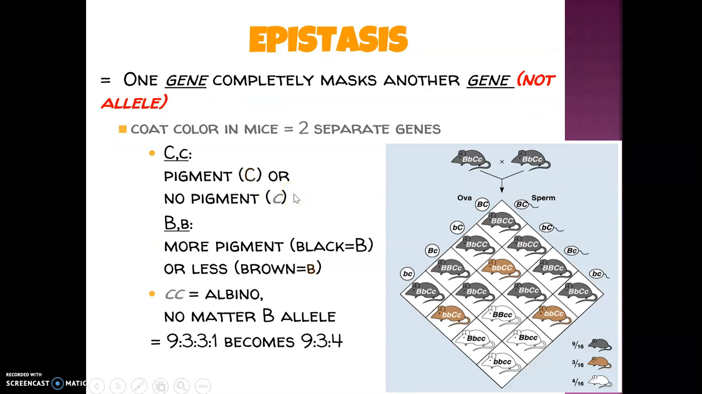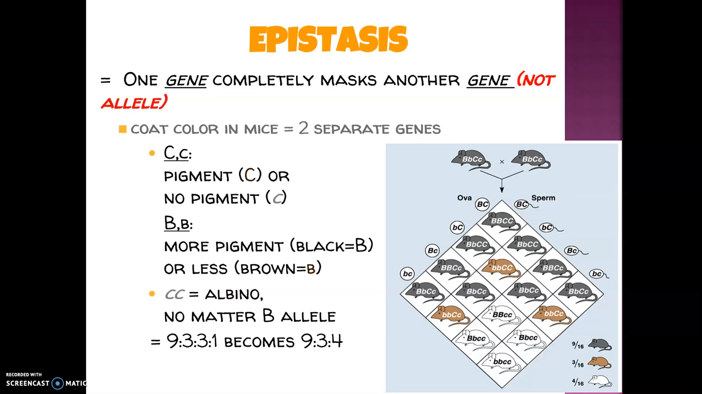We can have something called epistasis, where one gene completely masks another gene. So not where it masks the allele, but it masks the gene entirely. For example, that's coat color in mice. You have two separate genes for it. You can have uppercase C, lowercase c, where it's pigment or no pigment. You can have uppercase B, lowercase b, where it's more pigment or less pigment. So more would be black, less would be brown.